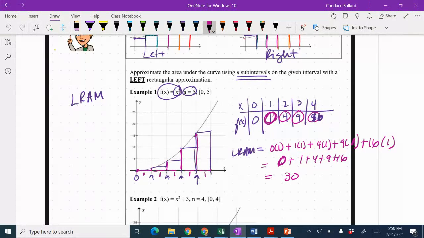What I want you to notice though is, if I'm looking at this function, the next question is, is it an overestimate or an underestimate? Well, in this case, because there are gaps, I have some area underneath the curve that's not filled in. This would be an underestimate.